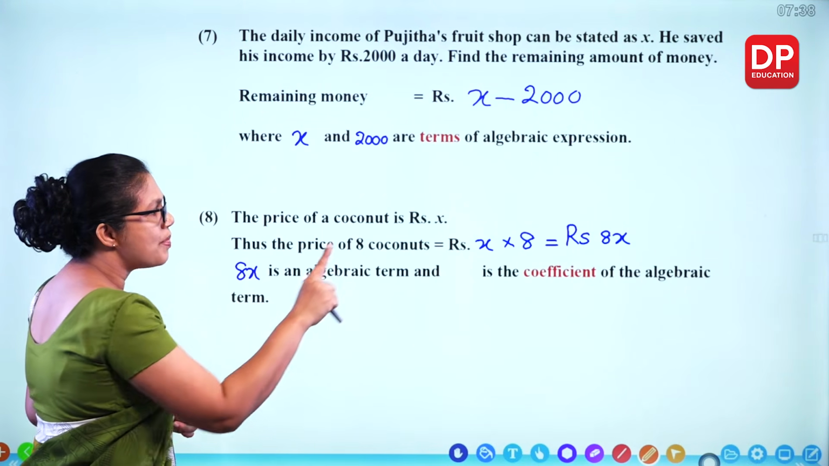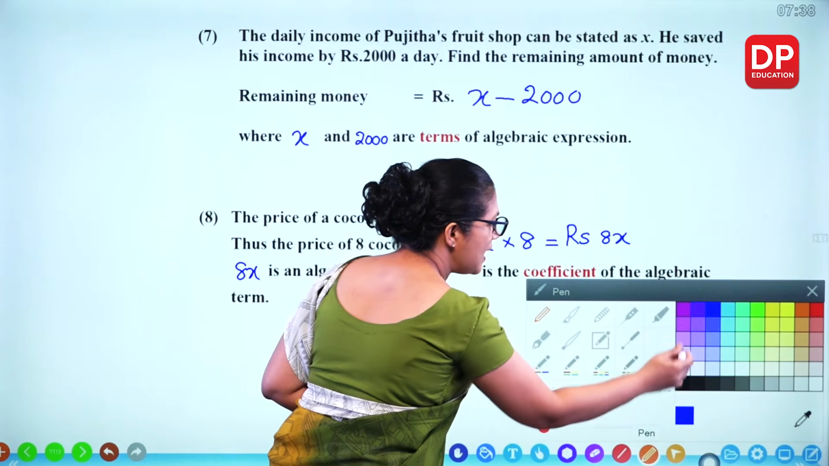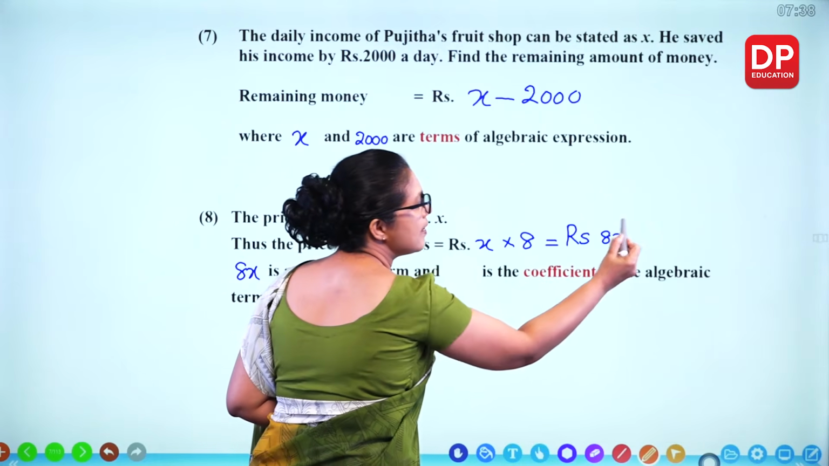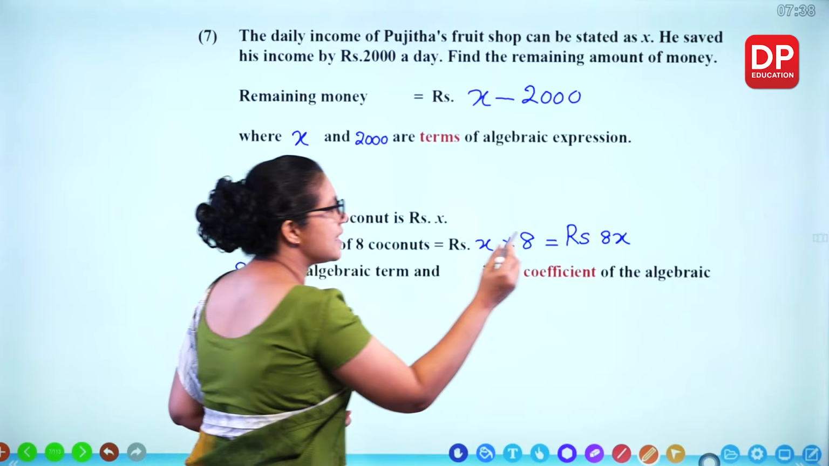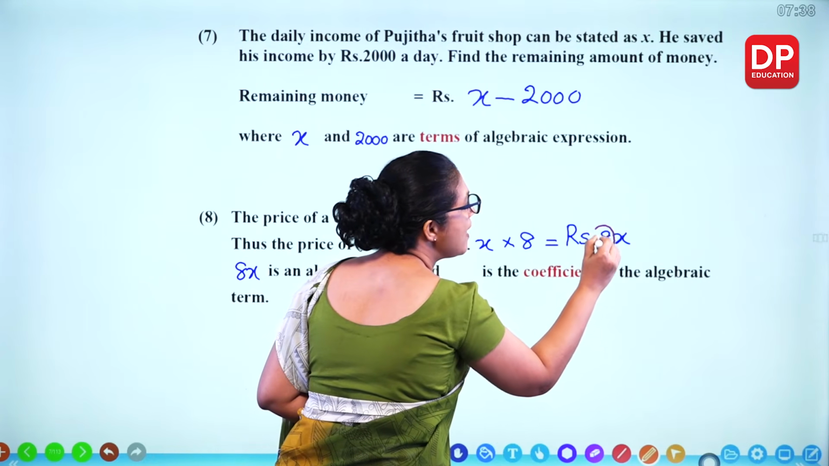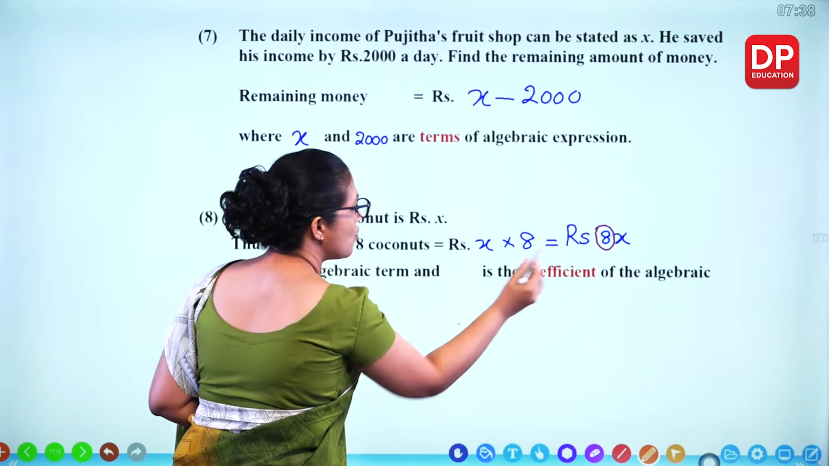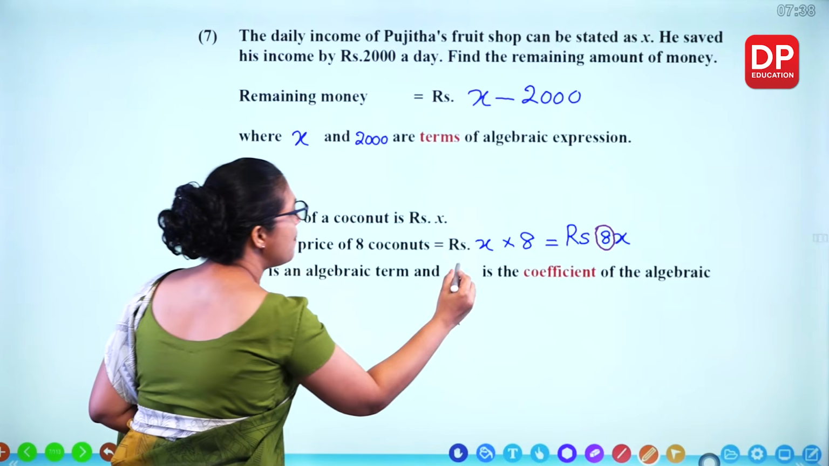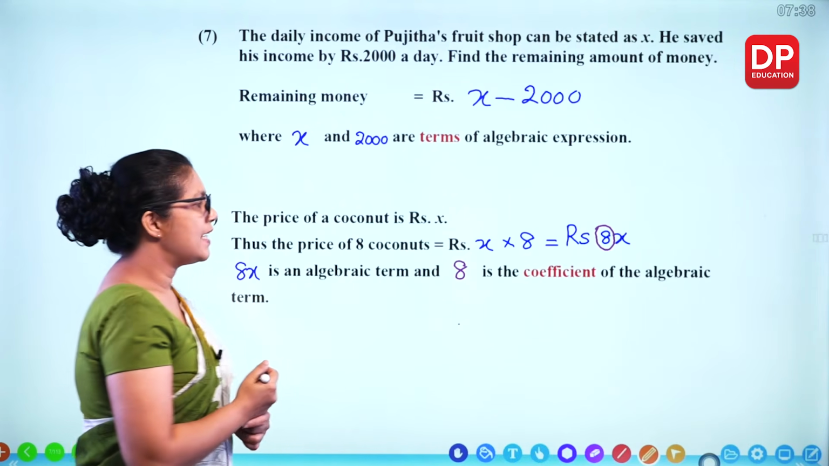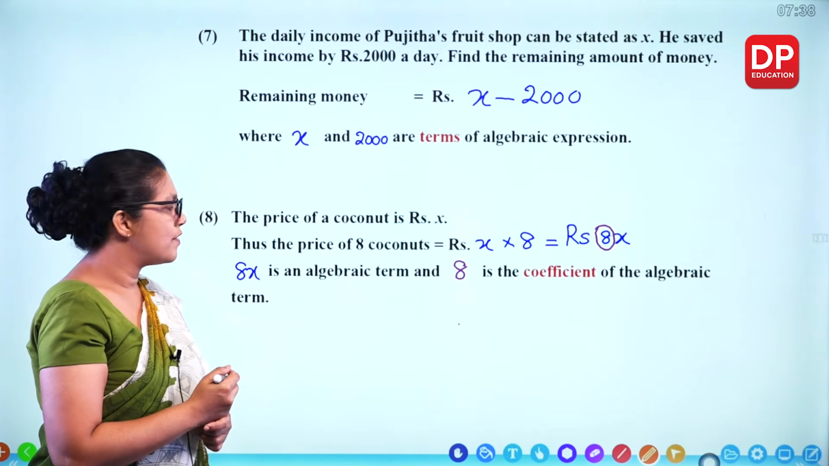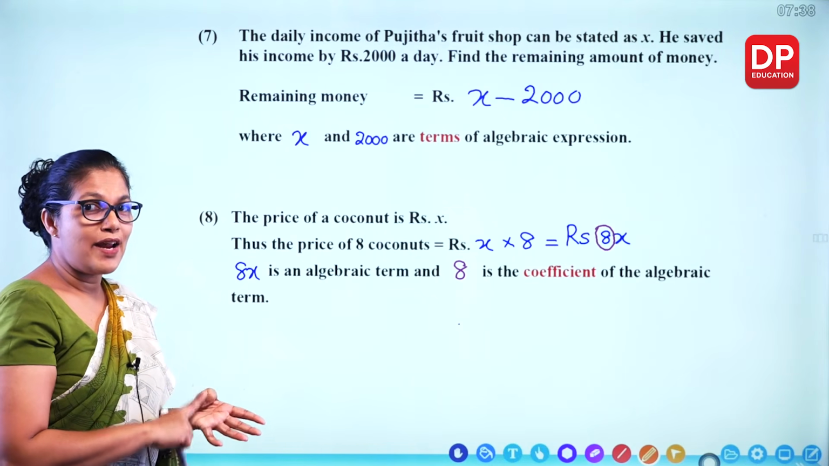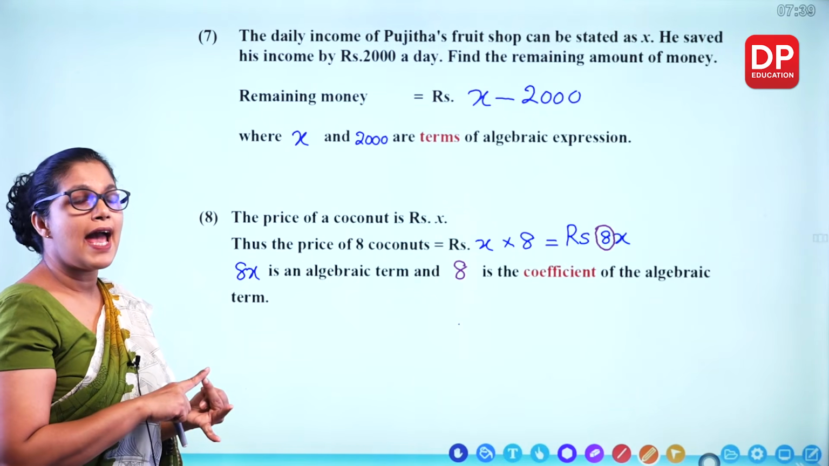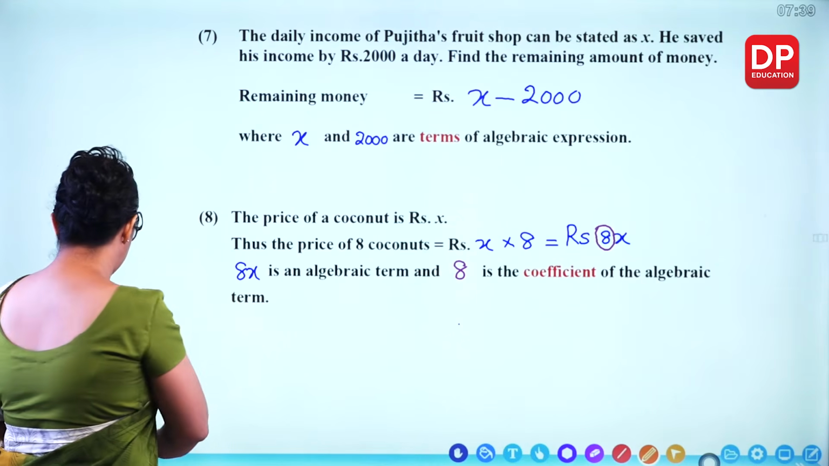And the number in front of the letter, here x is the variable, the number in front of the letter is called the coefficient. So what's the coefficient in this term? 8. 8 is the coefficient of the algebraic term. We learned about variables, terms, and coefficients.